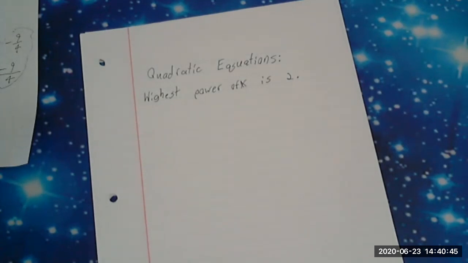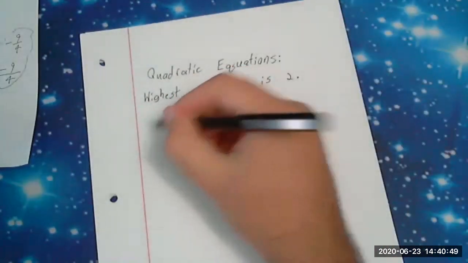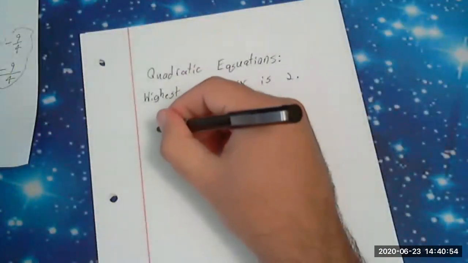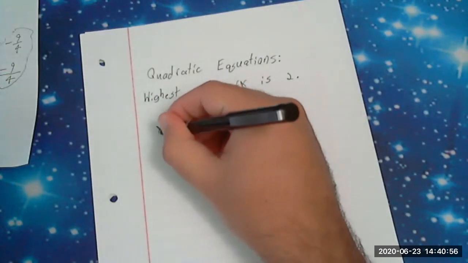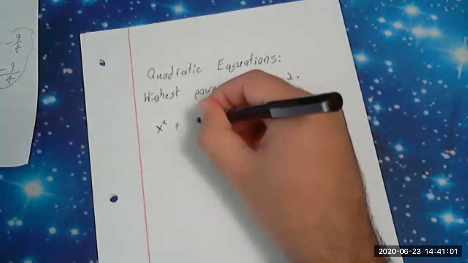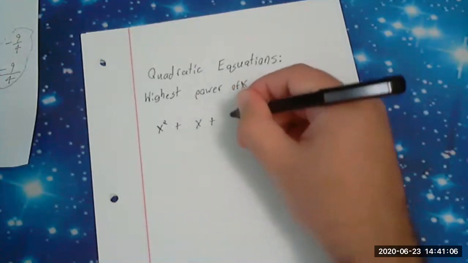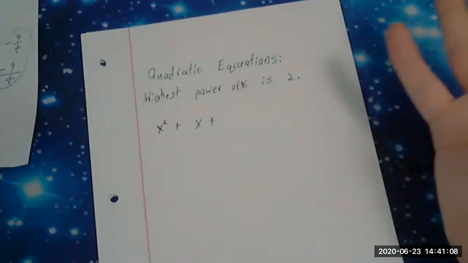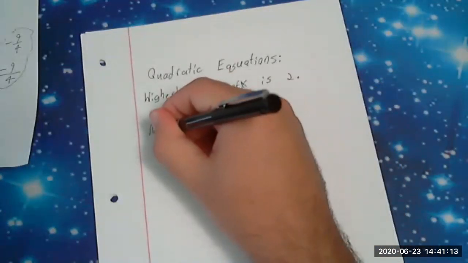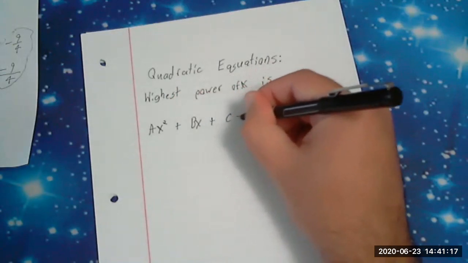So we have the same idea, the simplest form. We know we're going to have terms that have x squared in them, and then we're going to have terms with x in them, and we're going to have numbers that don't have an x or an x squared in. So the way we label this is A, B, C.